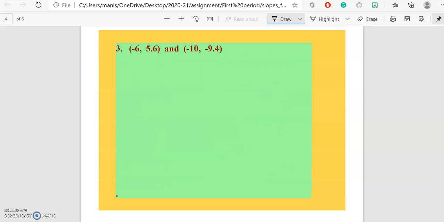Next question, we have to still find the slope. So I will write my formula of slope. Slope is equal, m is equal to y2 minus y1 over x2 minus x1. Now I have to take the point.